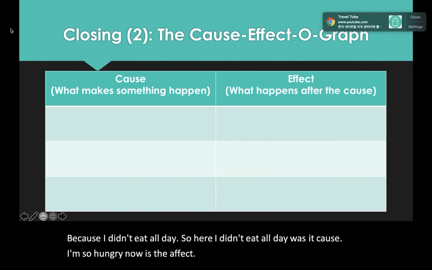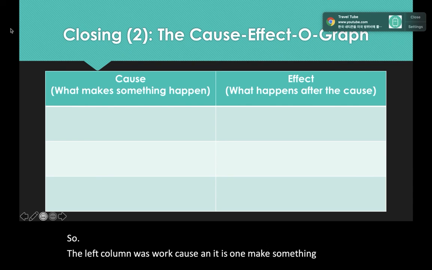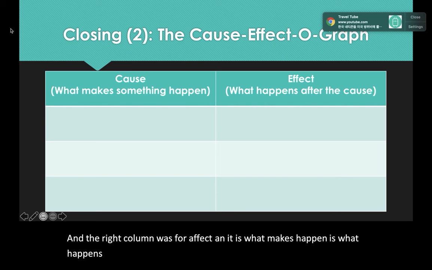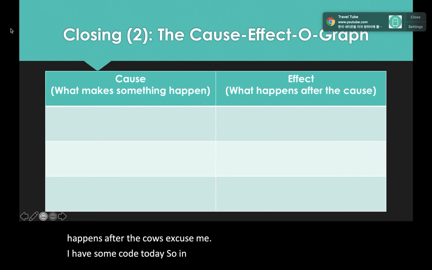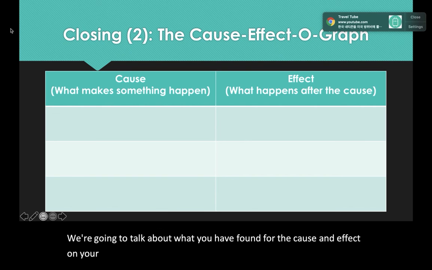So then we talked about how we figure out cause and effect on a graph. So the left column was for cause, and it is what makes something happen. And the right column was for effect, and it is what happens after the cause. Excuse me. I have some cold today. So in the next class, we're going to talk about what you have found for the cause and effect on your independent graph. That's what you just did and then handed in.